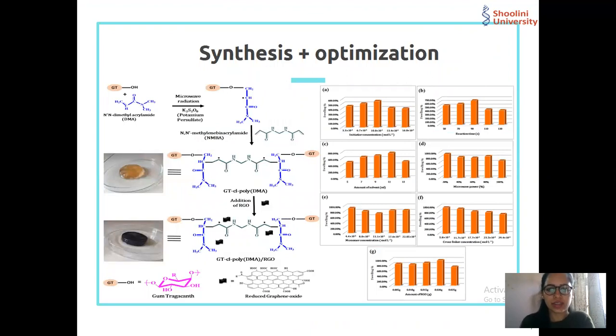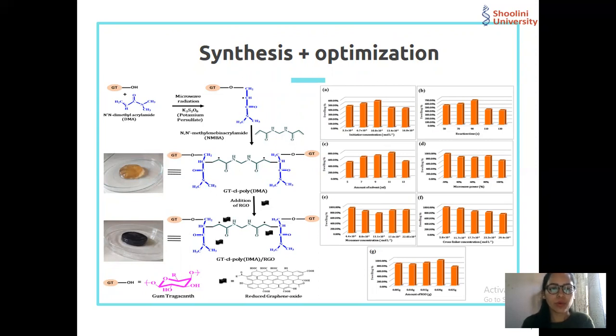Next is our synthesis and optimization. For a typical synthesis, we took a small quantity of our polysaccharide, basically 0.5 gram of GT, and mixed it with the optimized amount of solvent. For your information, we optimized 7 different parameters, which include initiator concentration, reaction time, amount of solvent, microwave power, monomer concentration, crosslinker concentration, and lastly, amount of RGO.